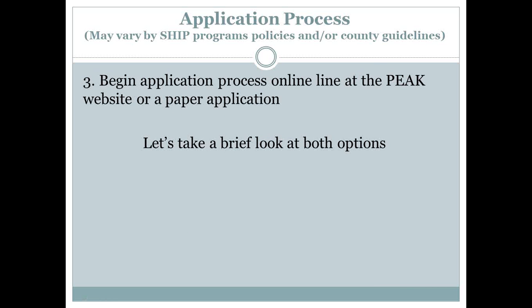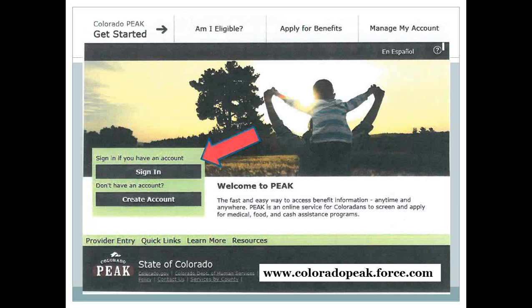And then step 3 is to begin the application process. And you can either do this online with the PEAK website, or you can do a paper application. And we're going to take a look-see at the online option first. So when you're going online, and this is the coloradopeak.force.com website, it's down at the bottom of that slide. We kind of inserted it big.